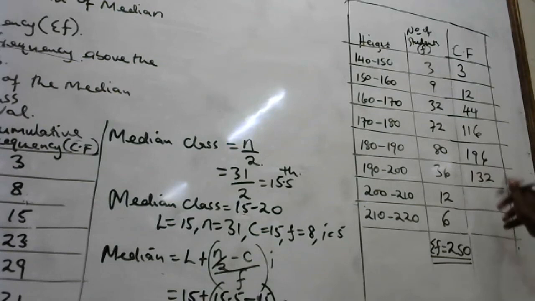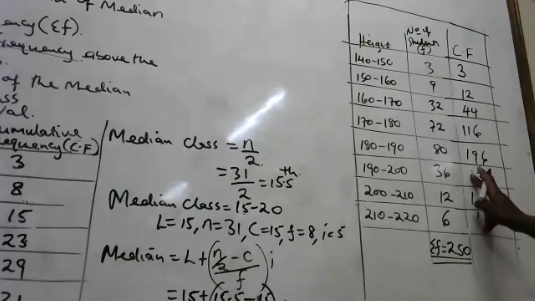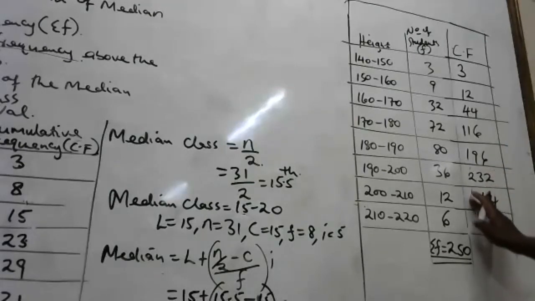132 plus this one is going to be 144. Then this is 2. This is 2. Then we are going to have it as 250, which is the same as this one.